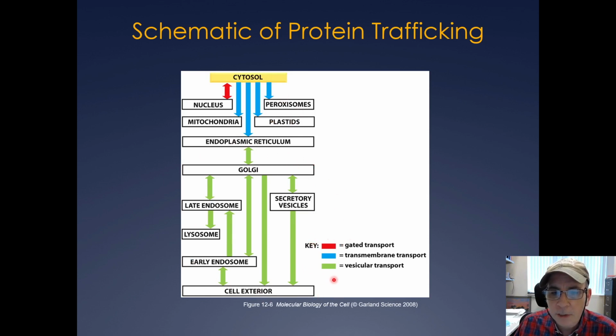There's this little chart down here where, in the case with transport between the nucleus and the cytoplasm, it's gated transport, into the mitochondria and the endoplasmic reticulum. It's transmembrane transport, and then between the endoplasmic reticulum and all of the components of the later secretory pathway, you actually have vesicular transport, okay, where small vesicles are sort of traveling between these different compartments.